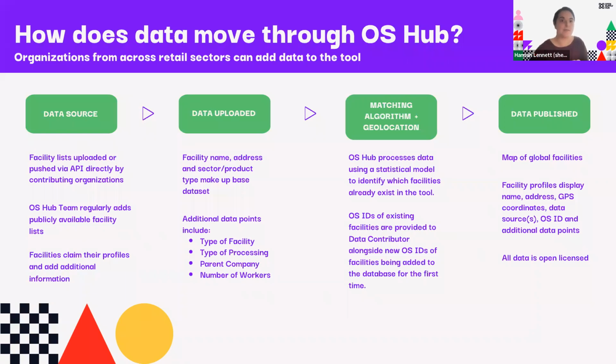Anyone who's connected to these production facilities can either upload their data via CSV or Excel file, or push it via our API connection, which allows databases to automatically hook into Open Supply Hub and share data.